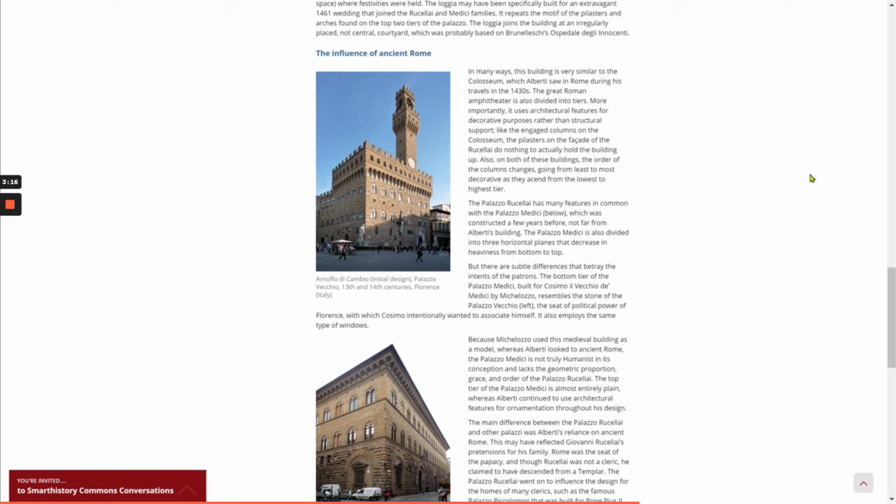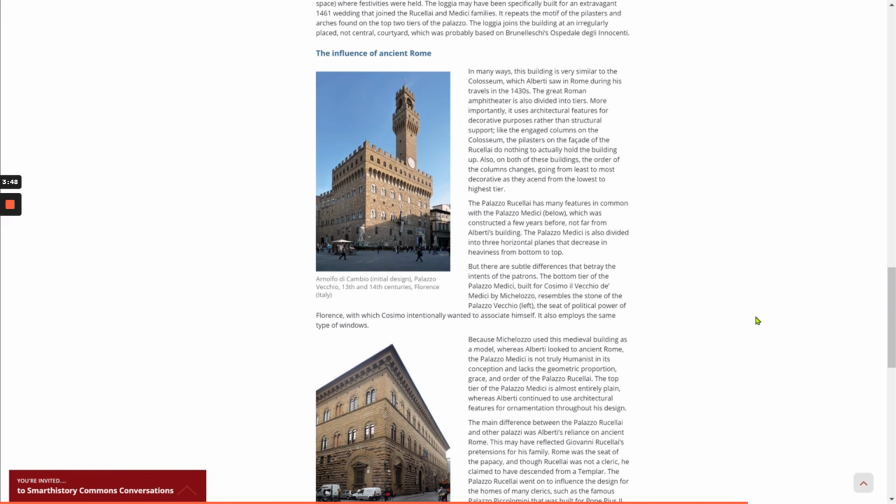The Palazzo Rucellai has many features in common with the Palazzo Medici below, which was constructed a few years before, not far from Alberti's building. The Palazzo Medici is also divided into 3 horizontal planes that decrease in heaviness from bottom to top. But there are subtle differences that betray the intents of the patrons. The bottom tier of the Palazzo Medici, built for Cosimo il Vecchio de' Medici by Michelozzo, resembles the stone of the Palazzo Vecchio, the seat of political power of Florence, with which Cosimo intentionally wanted to associate himself. It also employs the same types of windows.